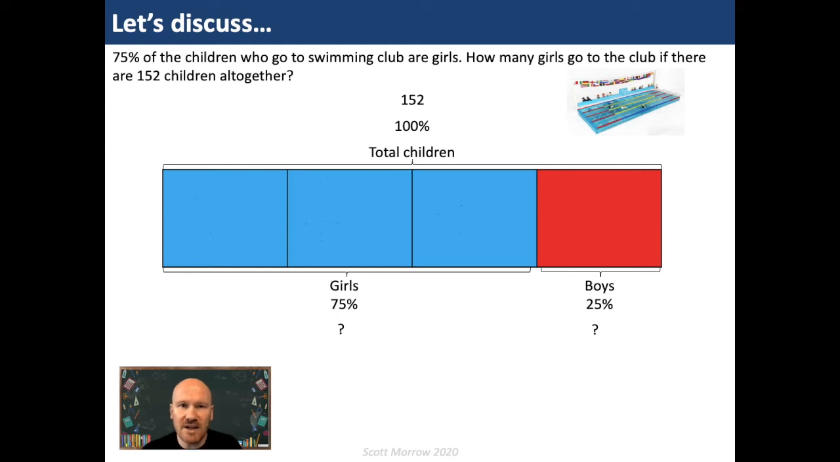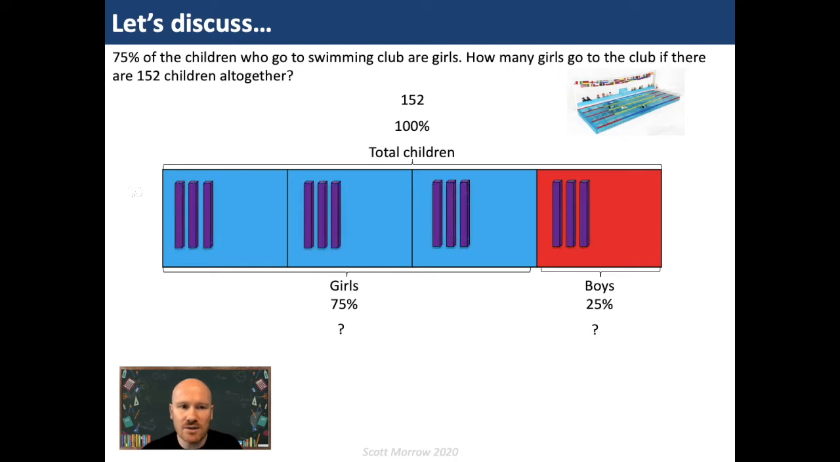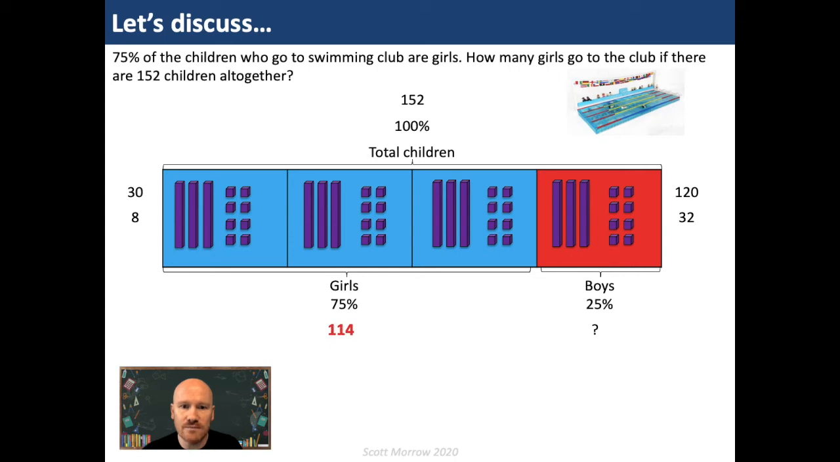Let's use our base 10 materials again. Once again, I can see that I've got enough to put 30 in each of those parts, which means I've shared out 120 of the children. I've got 32 children left, which means I can put 8 children in each of those parts. That's all of the 152 children shared out. So I can see that each of those parts, which is a quarter of the club or 25% of the club, is worth 38. The girls make up 3/4 of the club or 75% of the club, which means we've got 3 lots of 38, which gives us 114 girls. And I can also identify those 38 boys that are in the club.